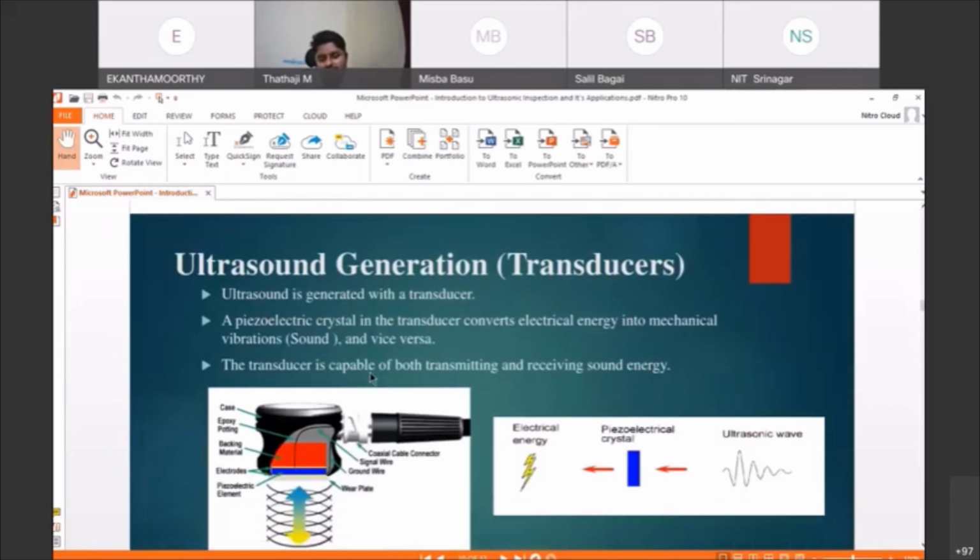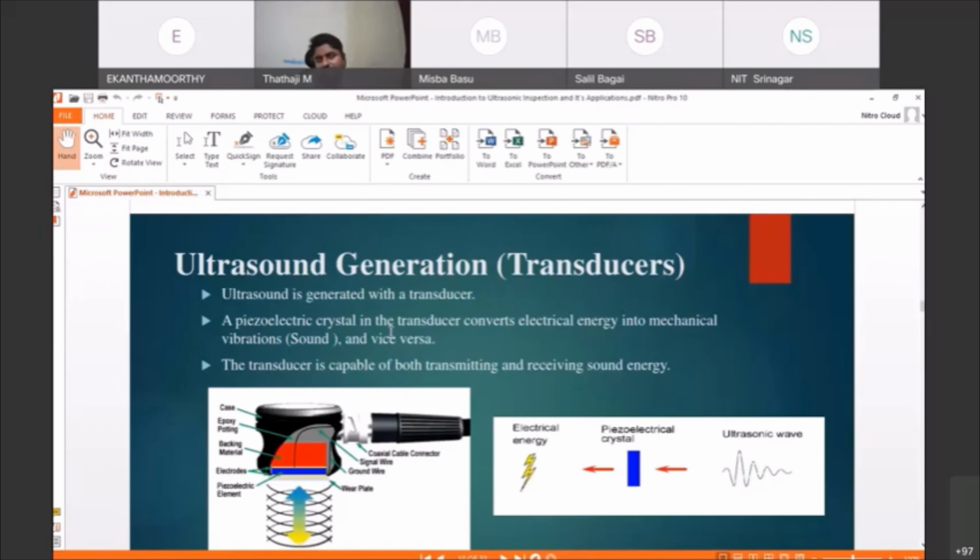And how is this ultrasound generated? Basically, it involves a transducer. If you see an ultrasonic probe, there is a piezoelectric crystal. When we send electrical energy, like voltage, it converts electrical energy into mechanical energy, and vice versa.